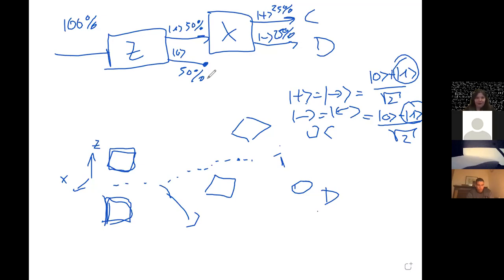Somebody asked about a proof for the 50-50 distribution. This is an intrinsic property. Spin is just a property that each quantum mechanical particle has.